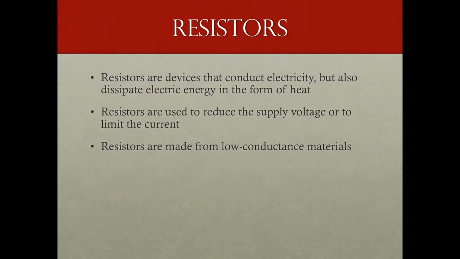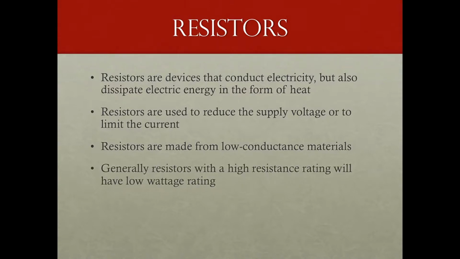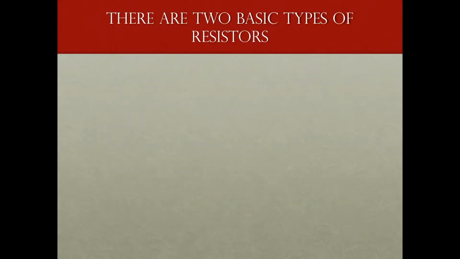Resistors are made from low conductance materials, and generally resistors with high resistance rating will have a low wattage rating. And the power and wattage ratings determine its size and shape, and you'll see that they come in all different sizes and shapes. Now there are two basic types of resistors.